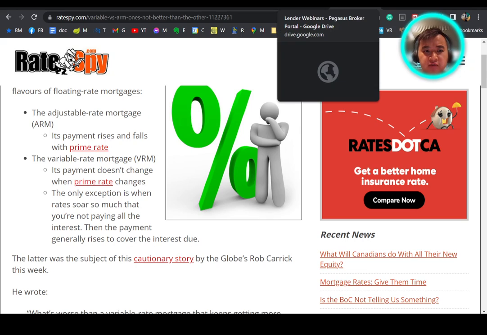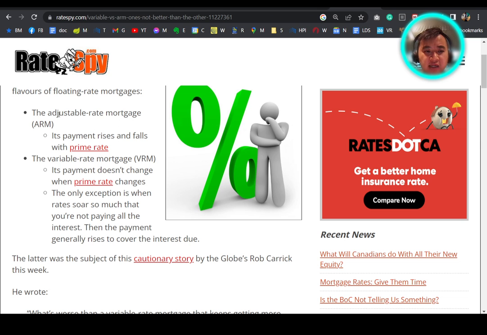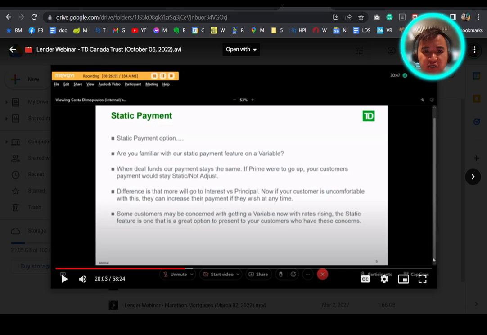VRM, variable rate mortgage, is also known as static payment. So ARM, adjustable rate mortgage, will be non-static because your payments are changing every time prime rate changes. So this one will be VRM, static payment, means that if prime were to go up, your payment would be static. However, the difference is that when interest rates go up, more of the money goes towards the interest. And if interest rates go down, more of your monthly payments will go towards the principal.